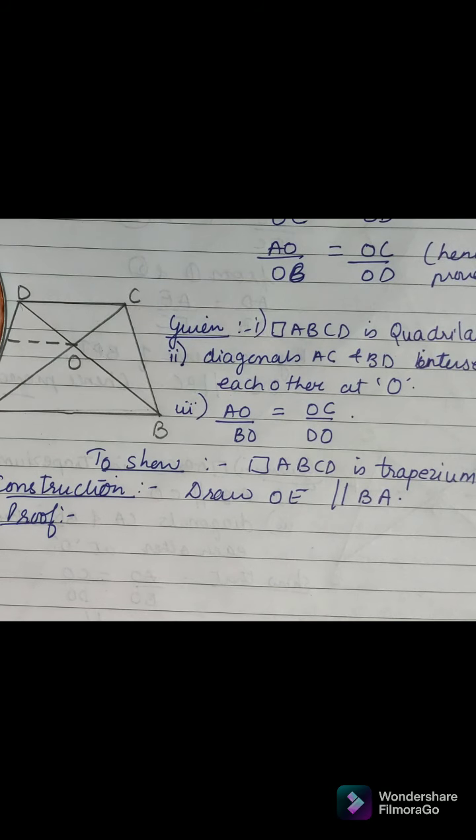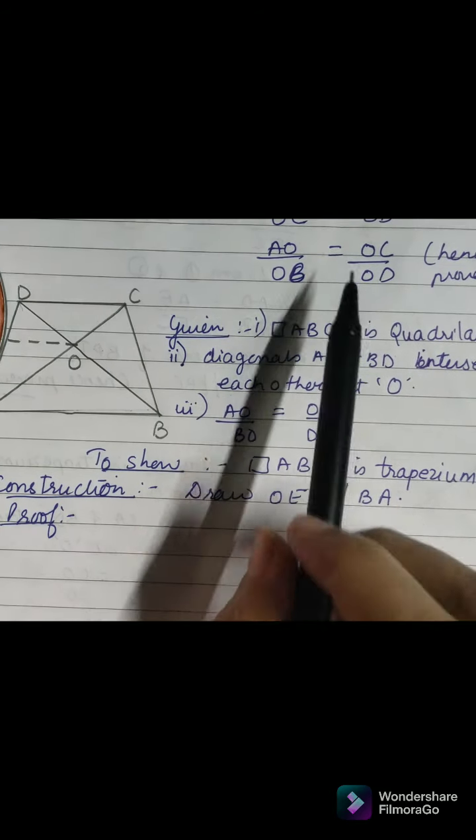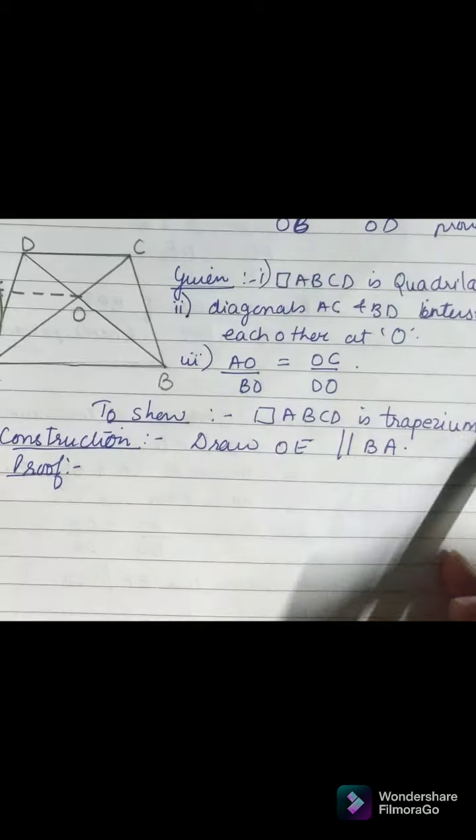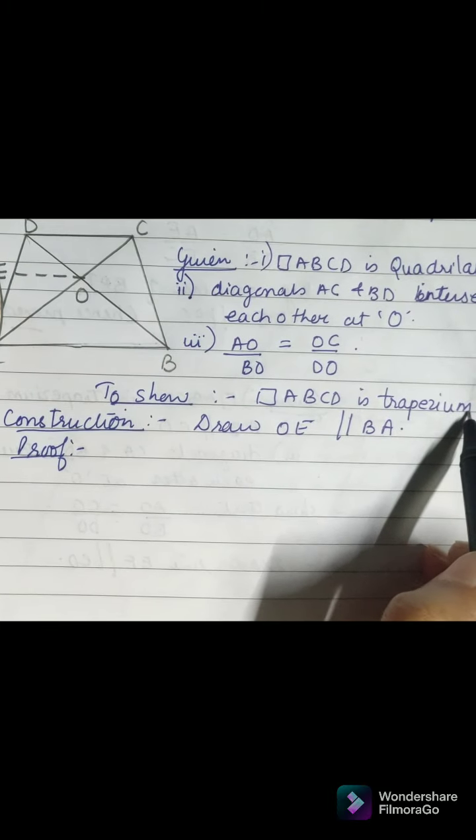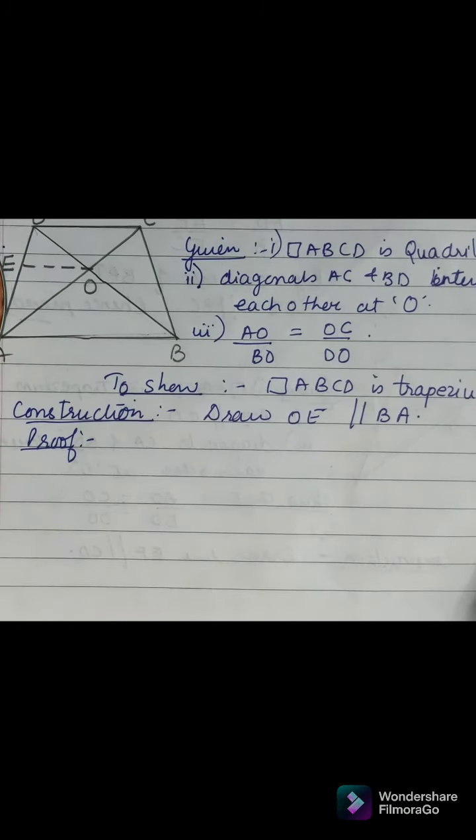Let's do the 10th sum. The diagonals of the quadrilateral ABCD intersect each other at point O such that AO upon BO is equal to CO upon DO. Show that ABCD is a trapezium. So last sum में जो हमने prove किया था, इस sum में हमको वो दिया है, and we have to prove ABCD is a trapezium. That means this sum is the converse of the last sum.